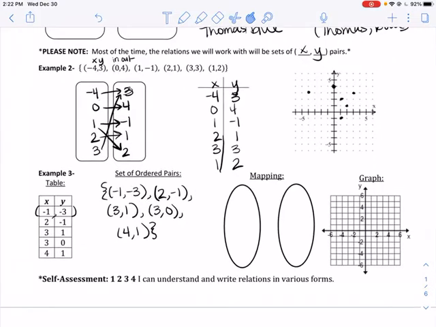And hopefully, now that we've done our set of ordered pairs, try doing a map just like we did in our example 2, and a graph like we did in our example 2.